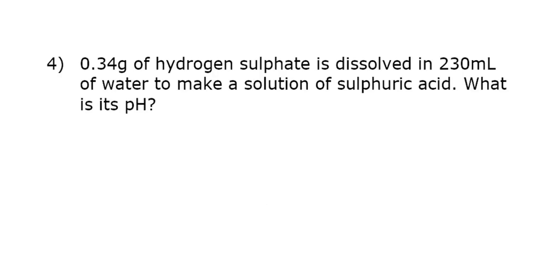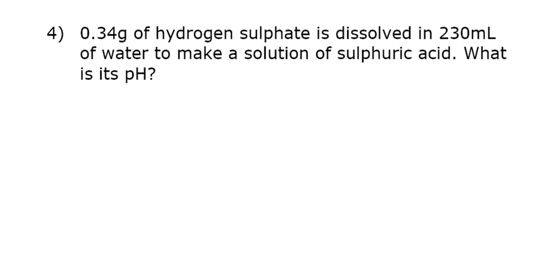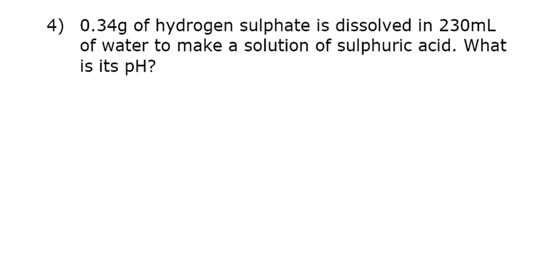Now let's try out another problem, and this one's going to involve a little bit of stoichiometry and the pH formulas that we've been working on. So you have 0.34 grams of hydrogen sulfate dissolved in 230 milliliters of water to make a solution of sulfuric acid. What's its pH? First thing we need is the formula for sulfuric acid. Hydrogen sulfate is the solid, but when we dissolve it in water, we get sulfuric acid.